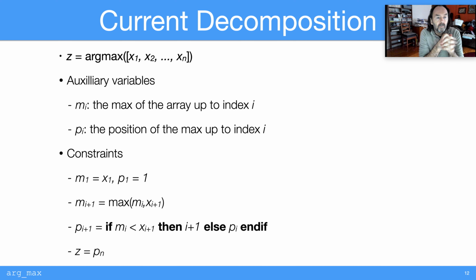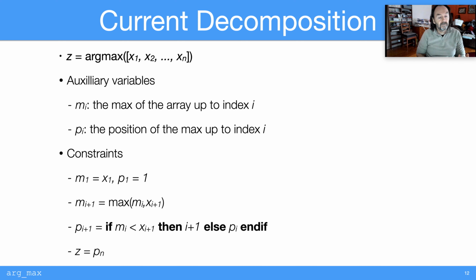So we introduce these auxiliary variables Mi, which keeps track of the max that we've seen in the array so far, and Pi, which is the position of the max we've seen in the array so far. Obviously at the beginning, M1 is just X1 and P1 is just 1, and then we can update them. So Mi+1 is just taking the max of the previous max and Xi+1, and the position update is the interesting part.